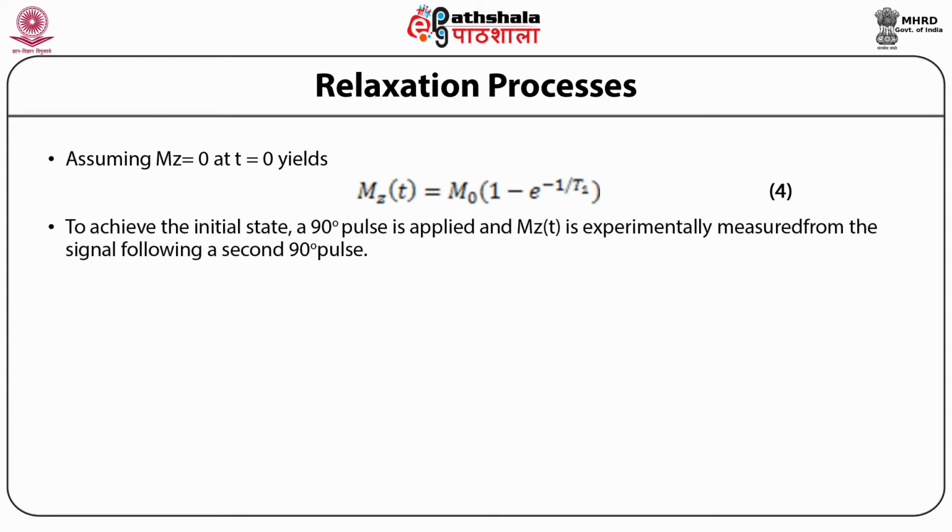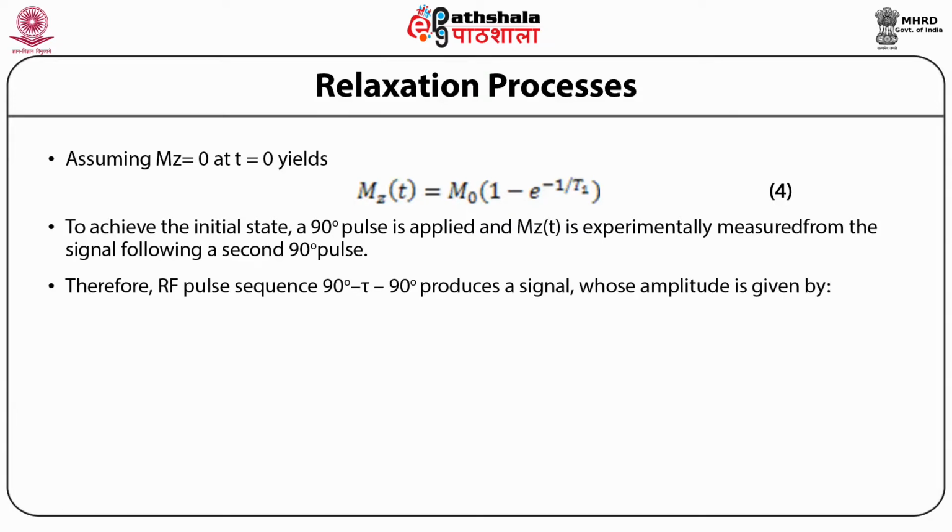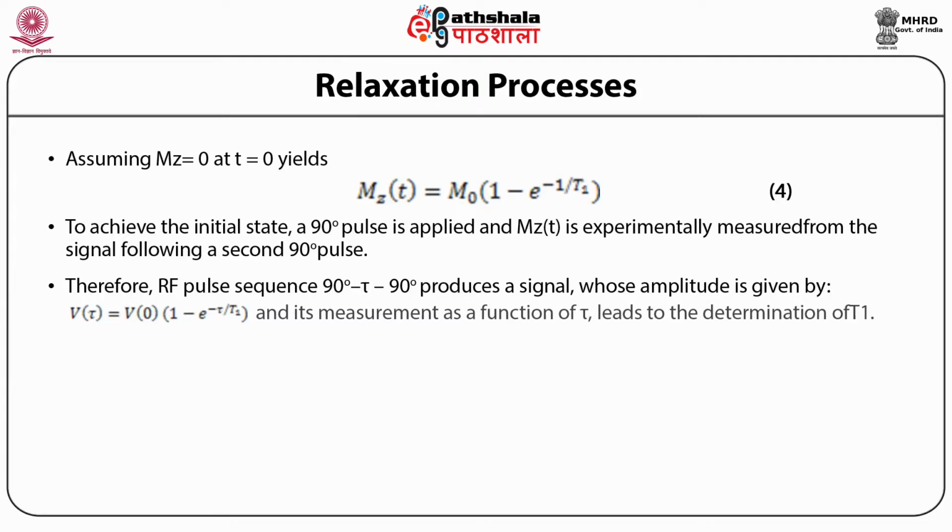To achieve the initial state, a 90-degree pulse is applied and Mz(t) is experimentally measured from the signal following a second 90-degree pulse. Therefore, the RF pulse sequence 90 degrees, tau, 90 degrees produces a signal whose amplitude is given by V equal to V naught (1 minus e to the power minus tau by T1), and its measurement as a function of tau leads to the determination of T1.